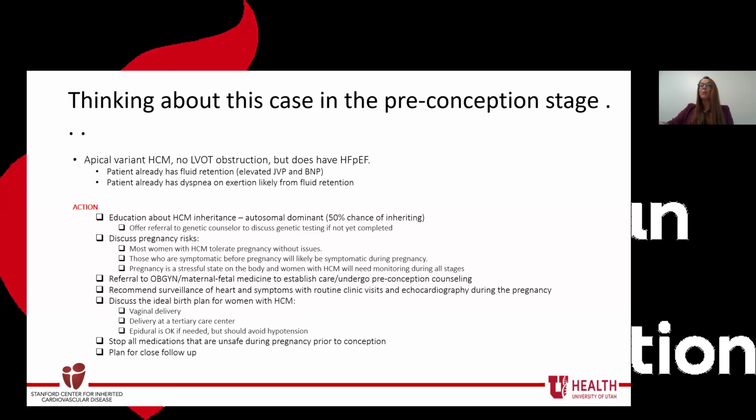At that point, when we're talking about becoming pregnant, we recommend referral to a genetic counselor if it hasn't already been done, to know if there is an identifiable gene. We talk about the risks of pregnancy. We talk about how most women with HCM who become pregnant do fine. However, we have to monitor pretty carefully to make sure it doesn't progress into not doing fine. The ones who are typically symptomatic before pregnancy remain symptomatic during pregnancy, and it can worsen as it becomes a higher fluid state.